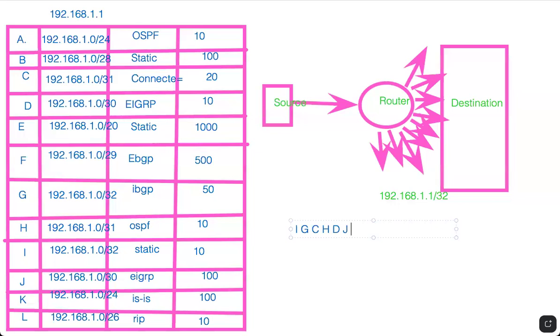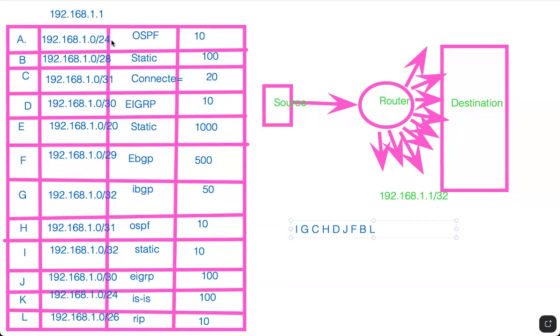So /30s are done. Now we are going to /29s. We have only one /29, that will be F. Now we have /28s. We have B, only one /28. Now /27s, nothing. /26s, we have one /26, which is L. Next we have /25, nothing. Next we should have /24.